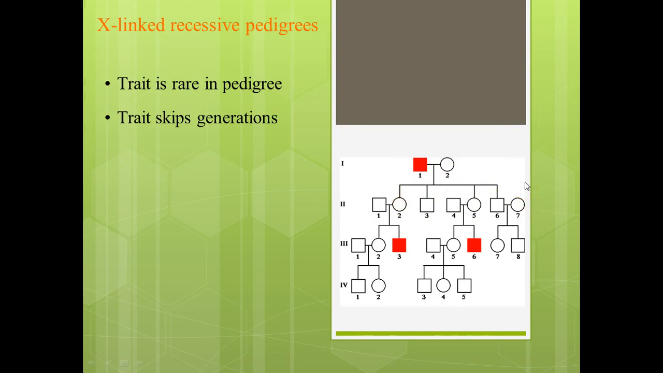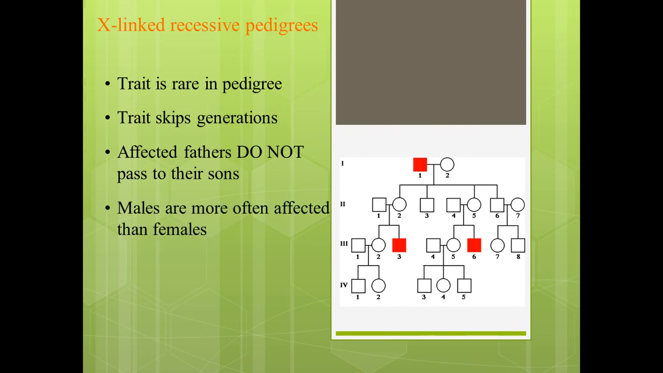Since it follows the recessive rules, that means you have to have both parents offering an X with the recessive trait on it. Affected fathers do not pass it on to their sons. And males are much more often affected than females, although females can be affected.